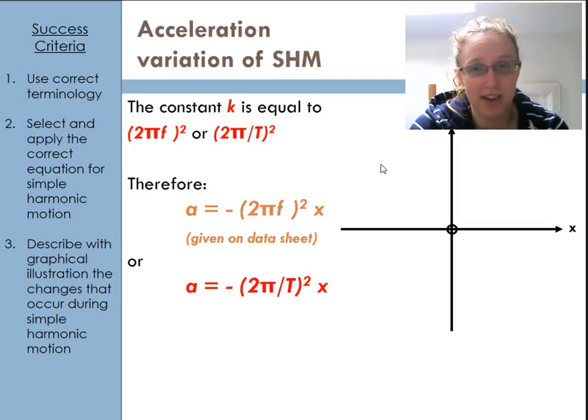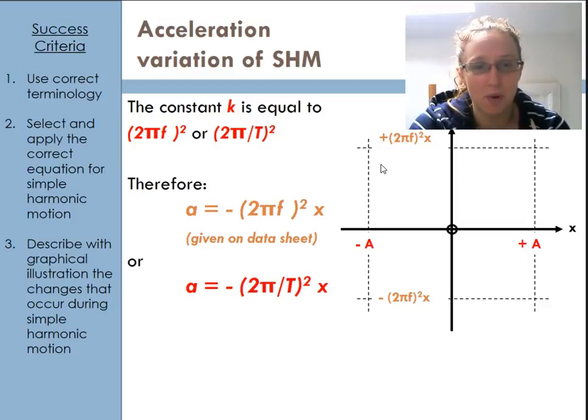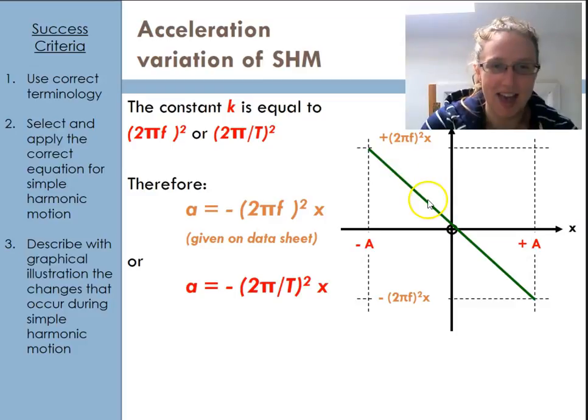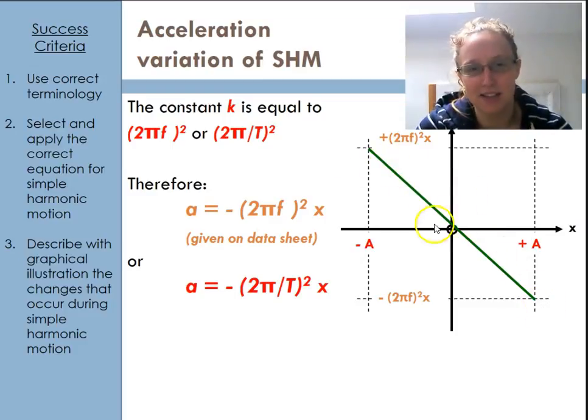Now if I just plot a graph of a against x, what we should find is that I get a graph that looks like this. So it will be a straight line, it will go through the origin. I will have it that it stops when I'm at my maximum displacement, apologies, not acceleration, amplitude, maximum amplitude, and that's going to be when my acceleration is equal to 2 pi f squared times x.